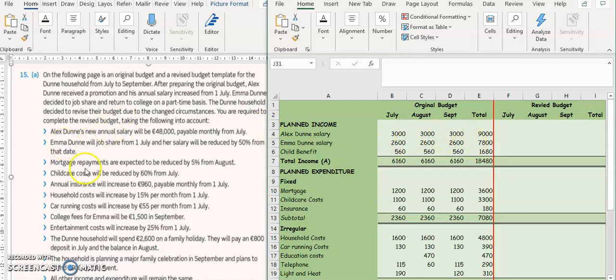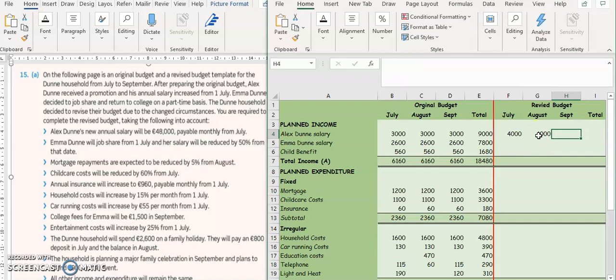So if you look over here, as part of our question, it says Alex Dunn's new annual salary would be 48,000 payable per month from July. So that's going to change. That's going to be revised. So we'll have the revised budget here. And in July, it's now going to be 48,000 and it's going to be per month, so you're going to divide it by 12. In your calculators, you're going to put 48,000 divided by 12. So now he's going to receive 4,000 per month.